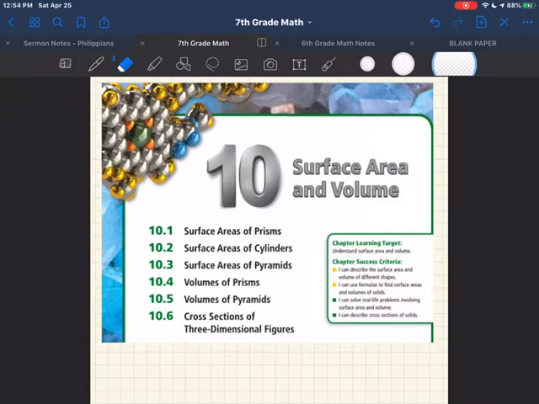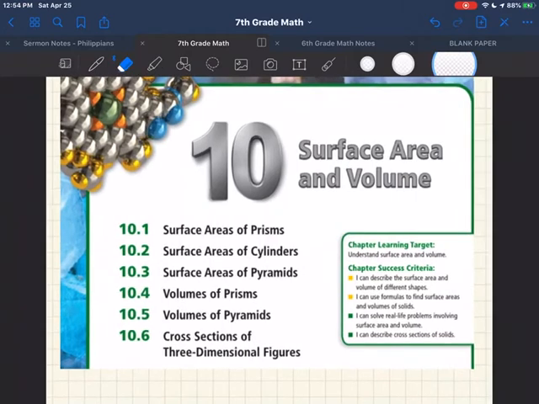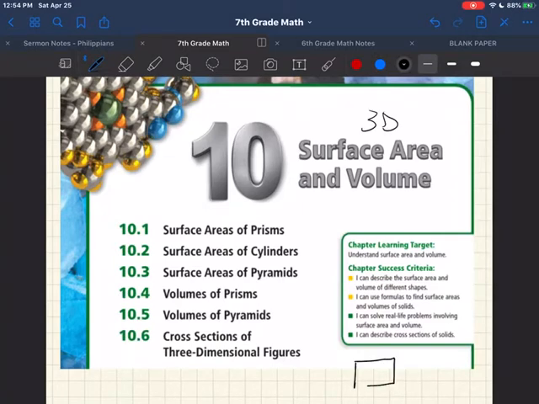We're going to be talking about Chapter 10 now. Just a quick overview: we're actually going to be doing 10.1 in this video, but I want to start by introducing Chapter 10. Chapter 10 is 3D shapes. Whereas we've been working with 2D shapes, in this case we're going to be working with three-dimensional shapes. I think most of you know the difference. We're basically going to be finding two different things: surface areas and volume.